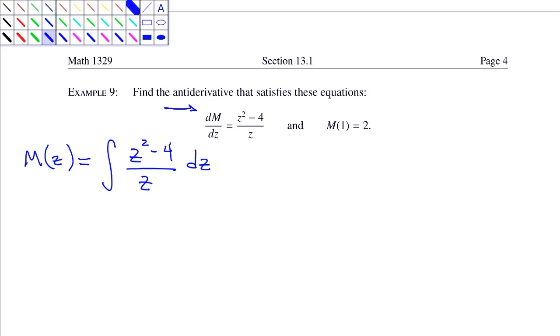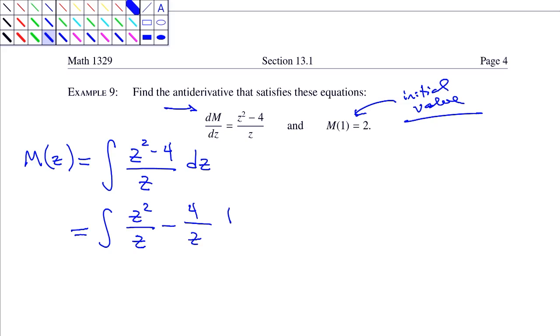Now, if I just do it like this, I'm going to get plus c. This piece over here is going to tell me exactly what the c is. And that'll tell me the specific m function to use. They call this piece over here the initial value. All right. So we're going to have the integral of z squared over z minus 4 over z dz. That's the integral of z minus 4 over z dz.